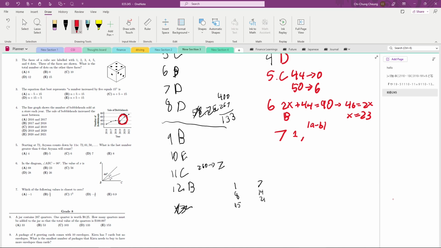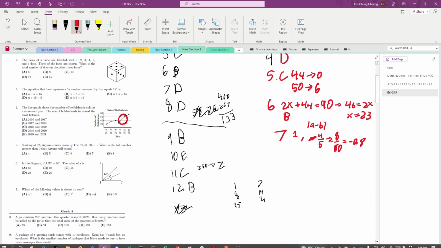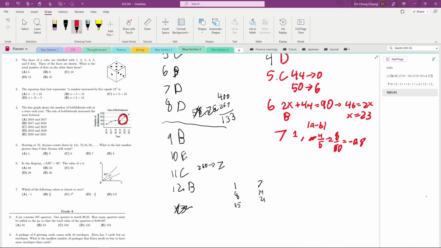for D, this is equivalent to if you just times 2 on both sides, both top and bottom, it's 8 out of 10, which is equal to negative 0.8. So we know that negative 0.8 is 0.8 away from 0, but then E is 0.9, which is greater, so we want the minimum, so it's E. Oh, sorry, D. Yeah, D.